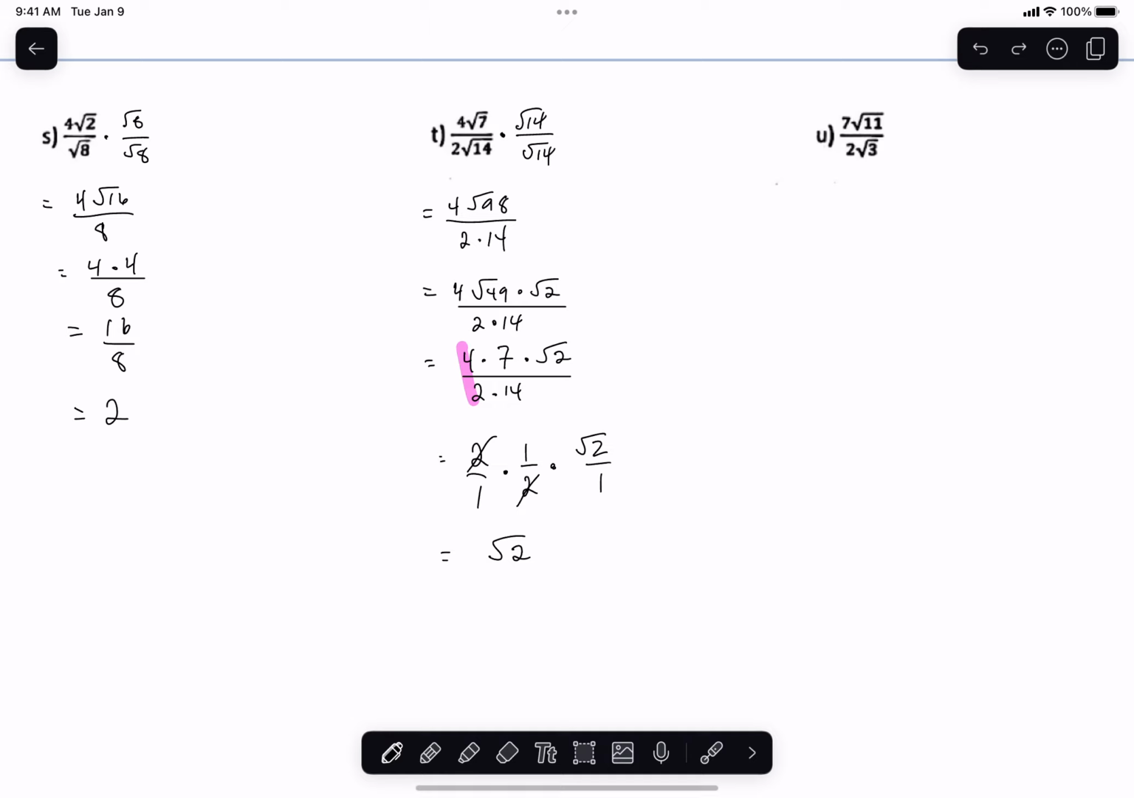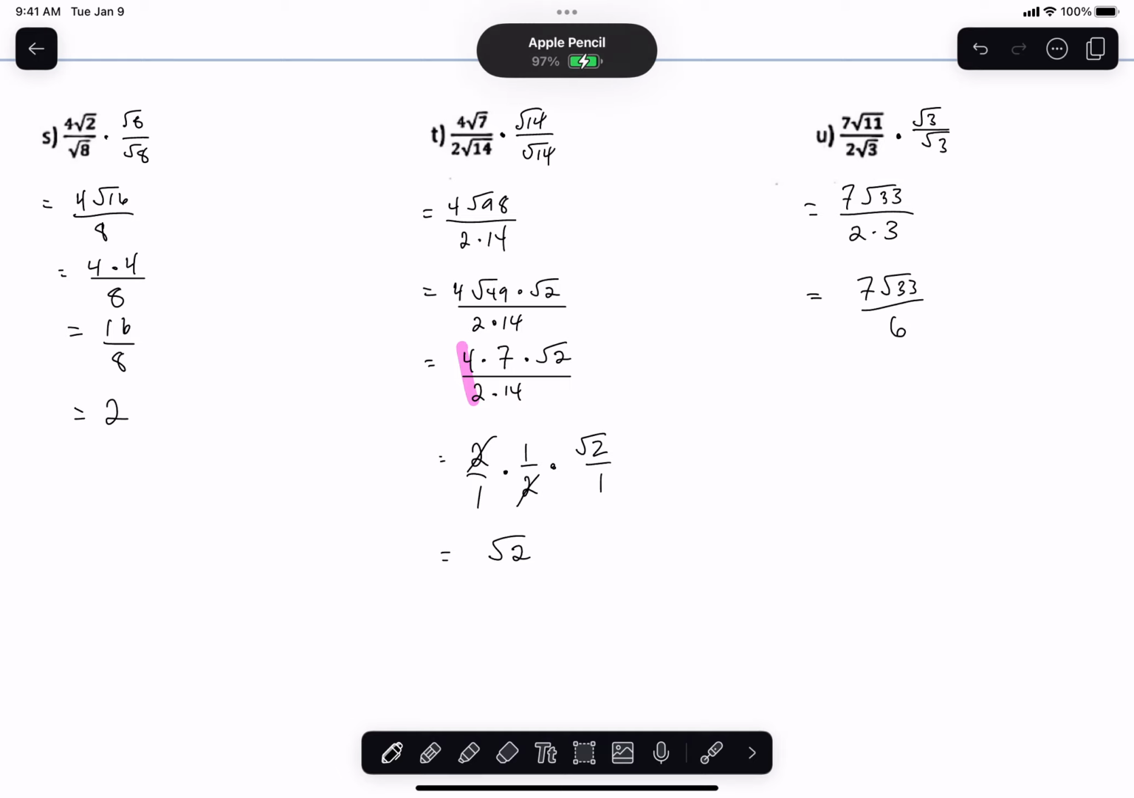Okay, so for you, this will be the last radical question that we end up doing. We're going to multiply by root 3 over root 3, and I'm going to get 7 times root 33 over 2 times 3, which is going to result in 7 root 33 over 6. Nothing else to be done. Okay, so that is what I have for you for radicals review. I'm sure we could find some more in the textbook if we need it, but that was a lot. Okay.